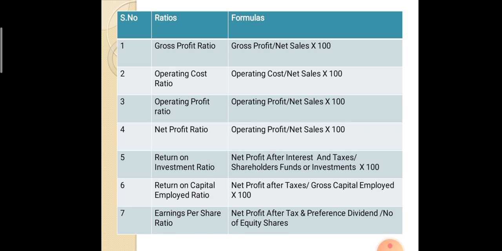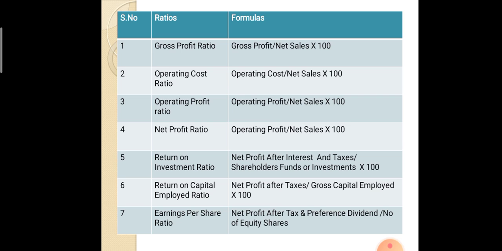Coming to the operating ratio. So operating ratio is equal to operating cost divided by net revenue from operations. This operating ratio expresses the relationship between expenses incurred for running the business and the resultant net sales. So the formula will be operating cost divided by net revenue from operations, that is nothing but net sales, into 100.